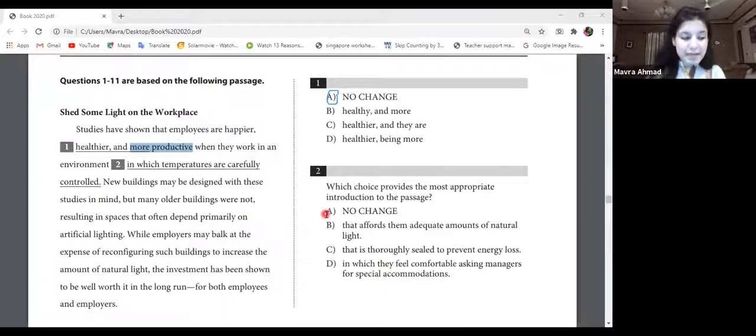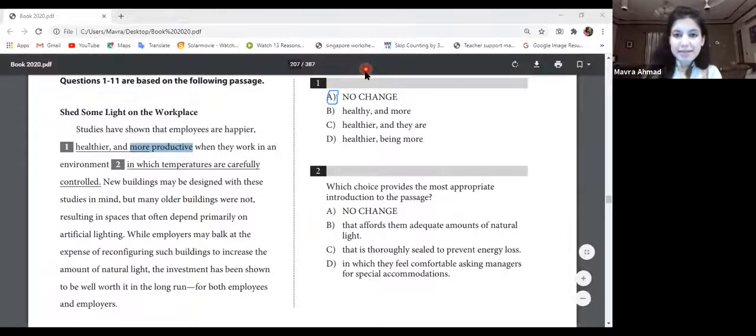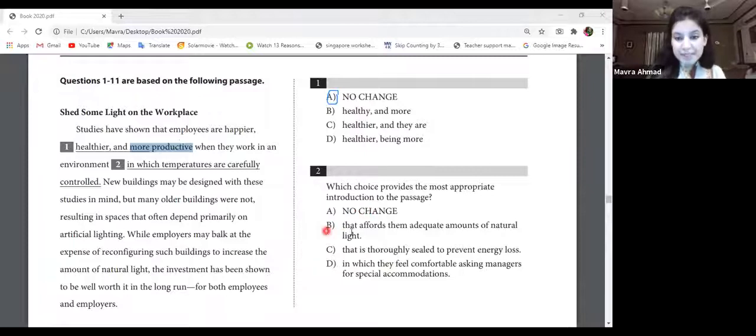So the right answer for this question is going to be, let's look at all the options. A, no change. Obviously, no change तो नहीं हो सकता है because this does not make sense at all. We have to choose an introduction to the passage. Option B, that affords them adequate amounts of natural light. Yes, this kind of makes sense. Offices, employers need to install adequate amounts of natural light.